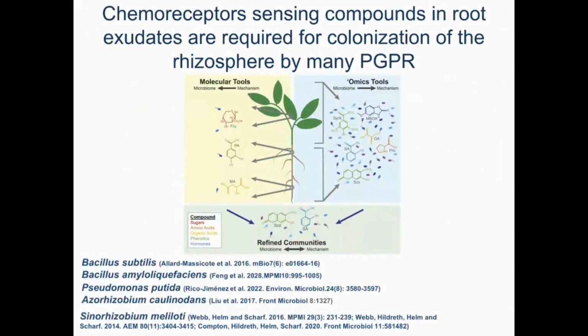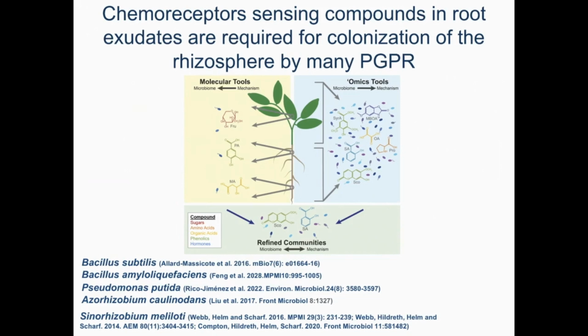So the fact that we have chemoreceptors or chemotaxis receptors that sense specific compounds in root exudates, and that this sensing is required for colonization of the rhizosphere has been shown in many other PGPR. For example, it's been shown in Bacillus subtilis, Bacillus amyloliquefaciens, Pseudomonas putida, Azorhizobium caulinodans, Sinorhizobium meliloti. And as you can see, or perhaps if you know these organisms a little bit, these are genetically tractable, and they also can be manipulated in the lab. They can be labeled fluorescently. So these studies have been done using model systems.